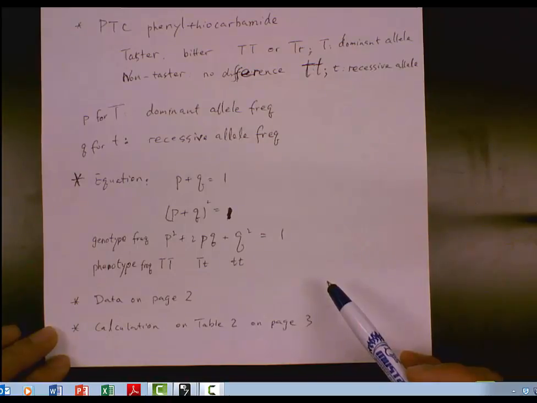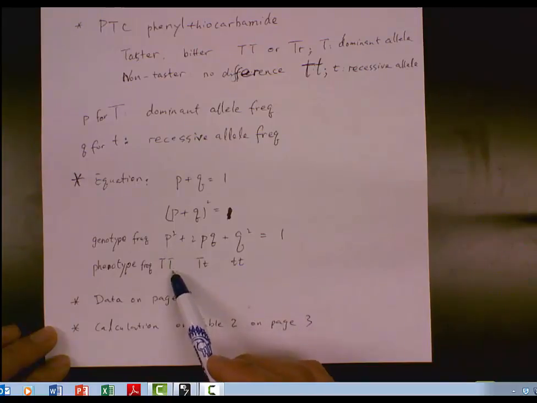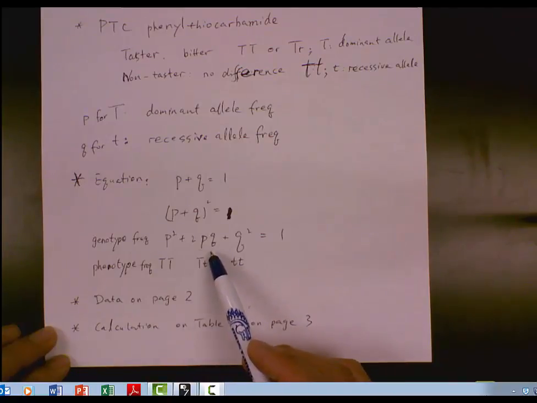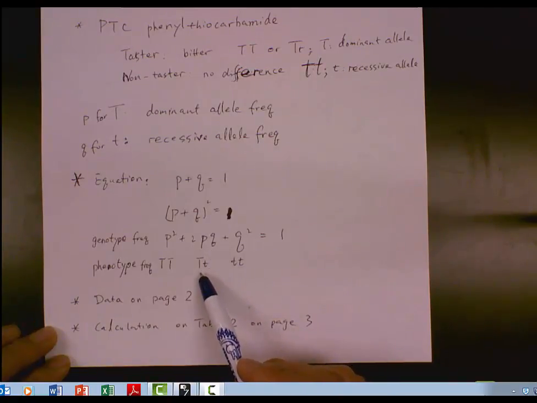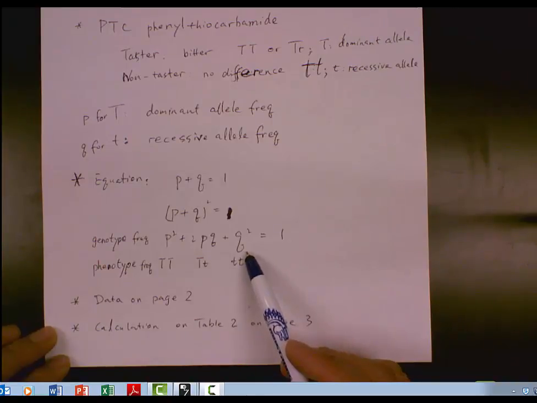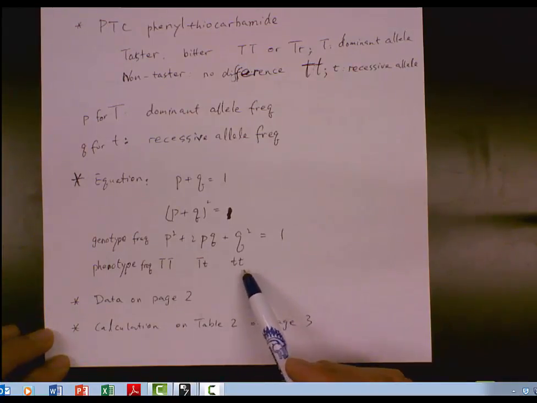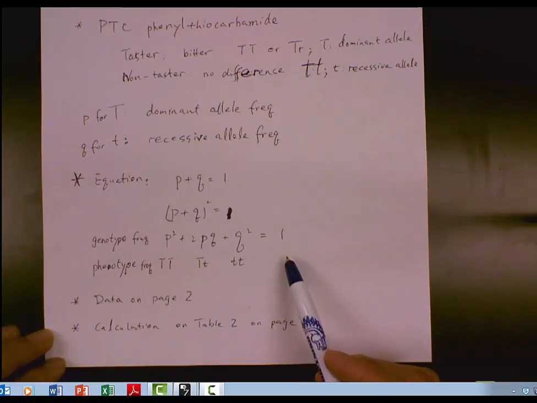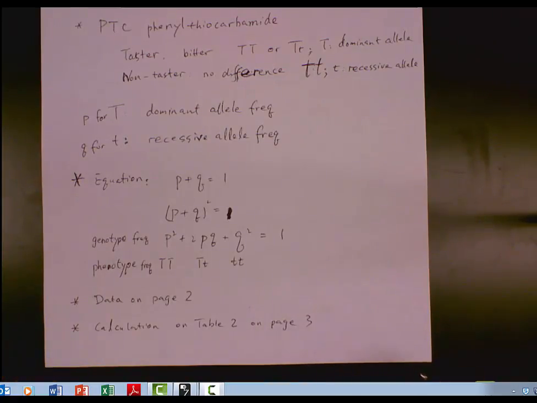Phenotype means the physical appearance or physical characteristic of the individual. P squared corresponds to big T big T. 2pq refers to the frequency for big T little t. Q squared corresponds to the frequency for little t little t. If we add them all together, the result is 1. So that's the Hardy-Weinberg principle. We'll use this principle to do today's lab.